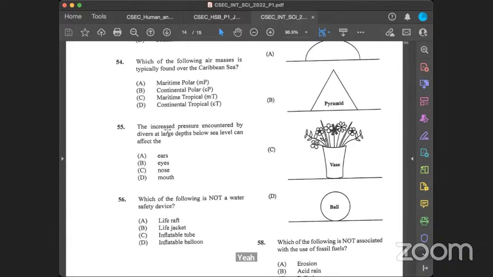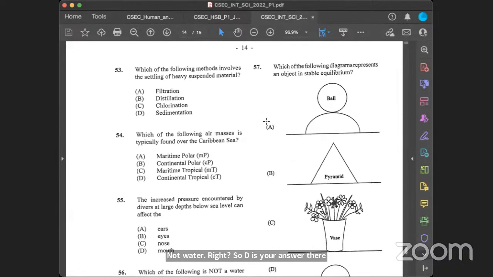55. Increased pressure encountered at depths affects the ears. It's called bends. So that affects your divers, right? So that's called bends. Which of the following is not a water safety device? An inflatable balloon that goes into the air, not water, right? So D is your answer there.